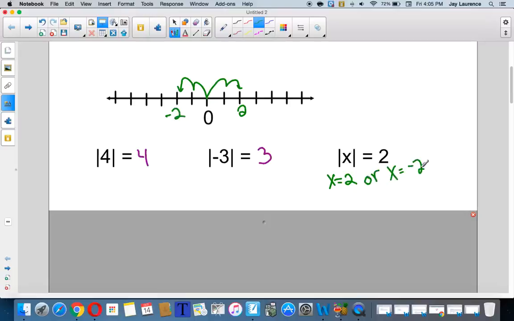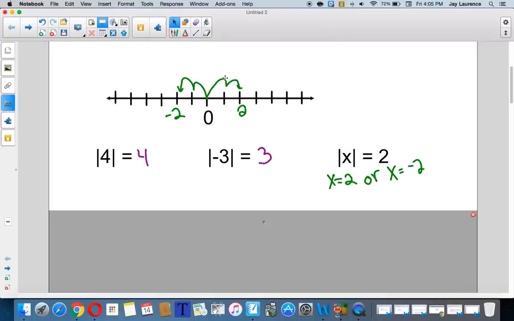If you're getting absolute value problems incorrect, very likely you're not considering that there's more than one answer. Many of the problems, when variables are involved, will have more than one answer. We have to consider one on the right-hand side of 0 and one on the left-hand side of 0.